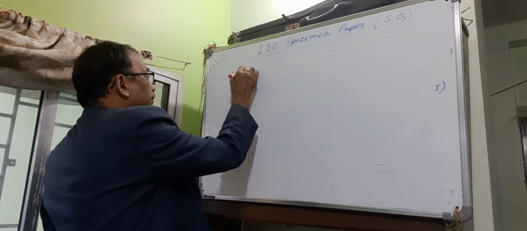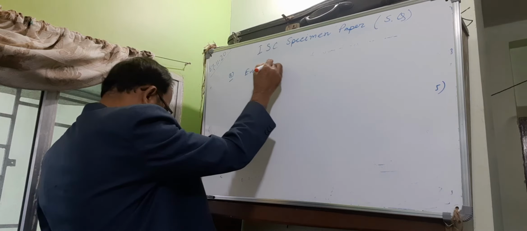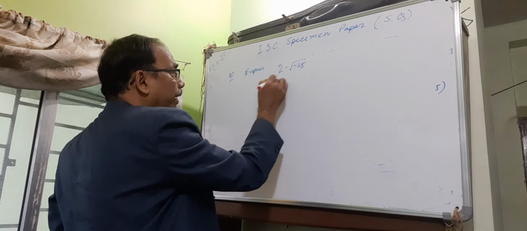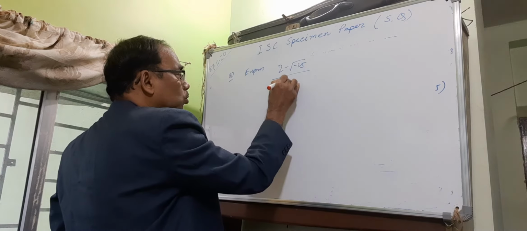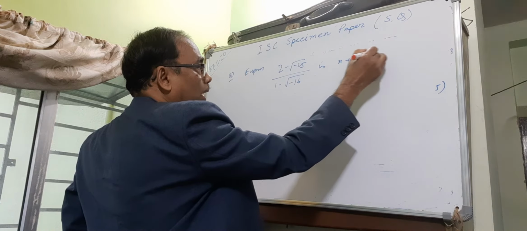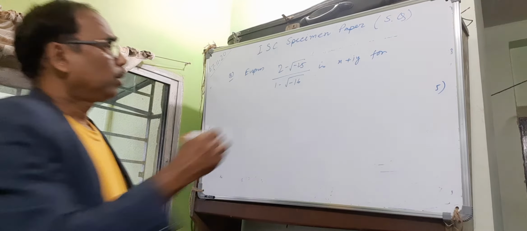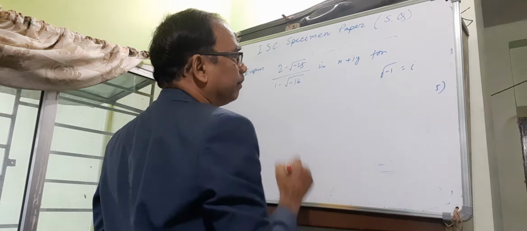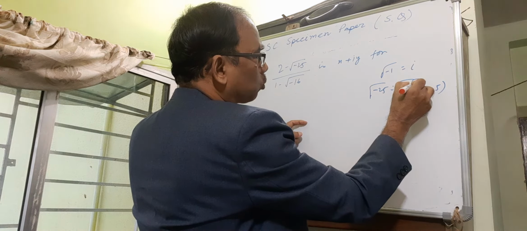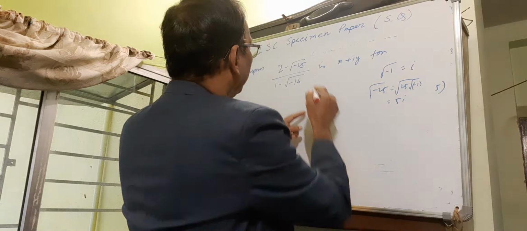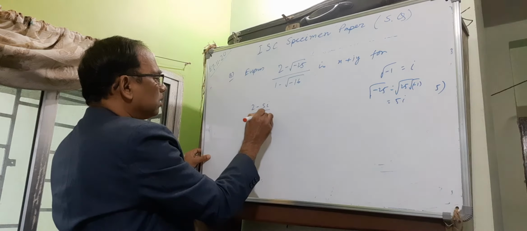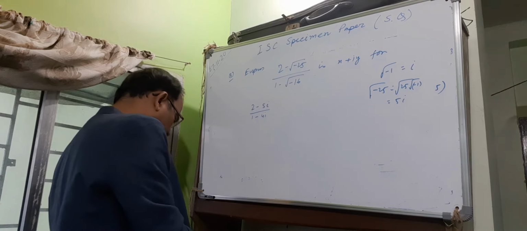Question number 7. Express (2 minus square root of minus 25) over (1 minus square root of minus 16) in x plus iy form. Here we know the square root of minus 1 is i. So the square root of minus 25 we can write as square root of 25 into square root of minus 1, that is 5i. Then (2 minus 5i) over (1 minus 4i).